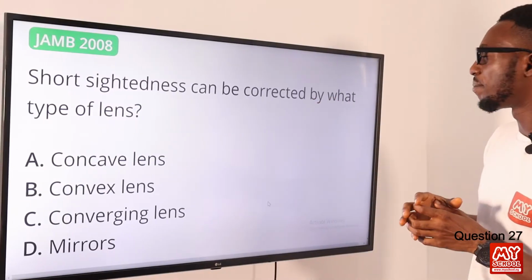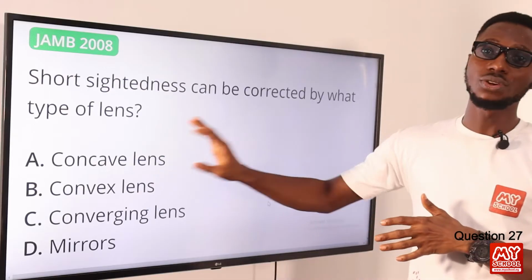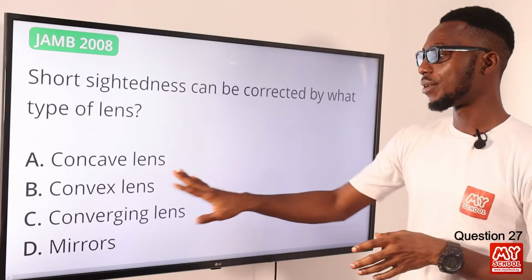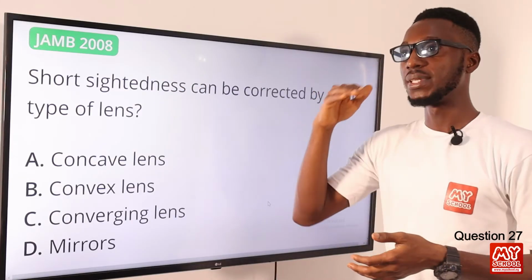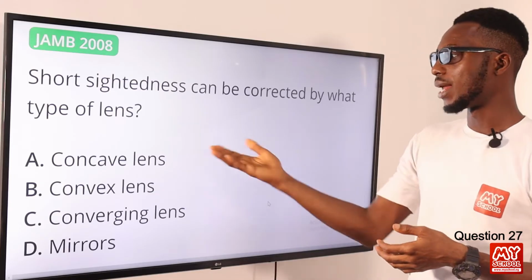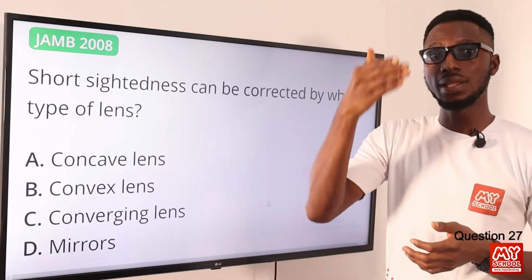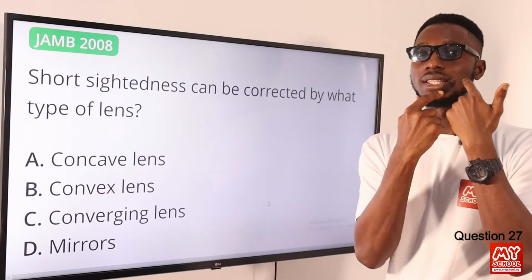Short-sightedness can be corrected by what type of lens? So that should be concave lens or diverging lens. Every other option is there. Short-sightedness, that's myopia. The person cannot see distant objects. In such conditions, the image is brought to focus in front of the retina, not on the retina.